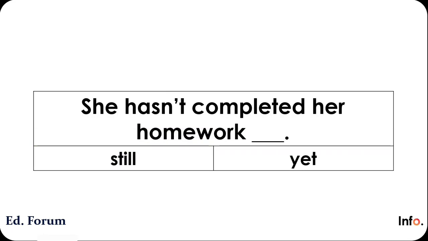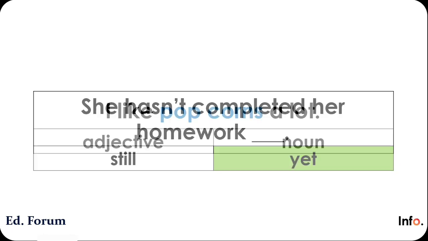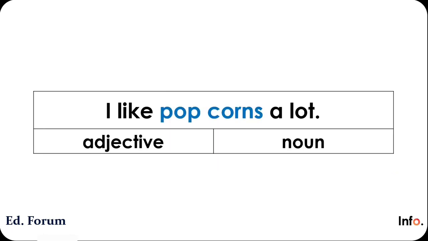Then we have: she hasn't completed her homework yet. She hasn't completed her homework yet. Okay. That's called a conjunction again. Then: I like popcorns a lot.